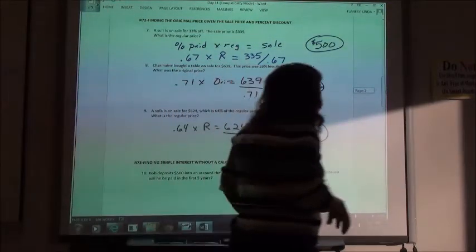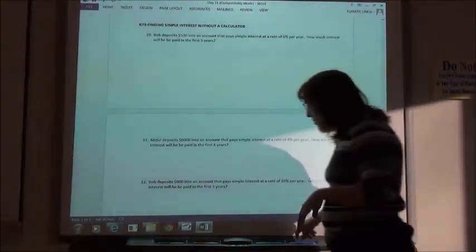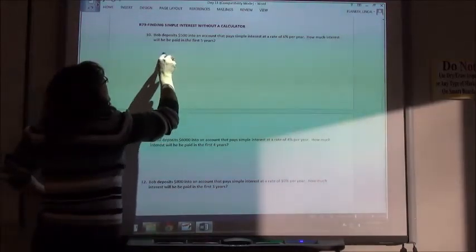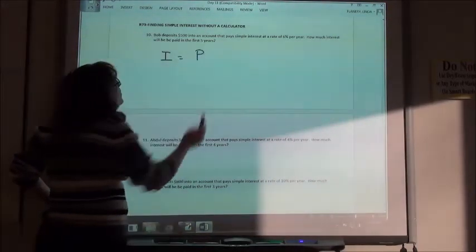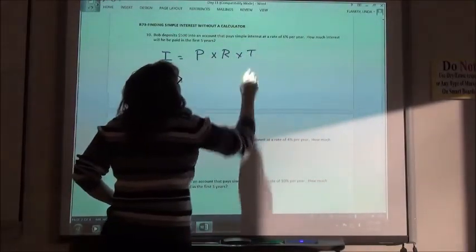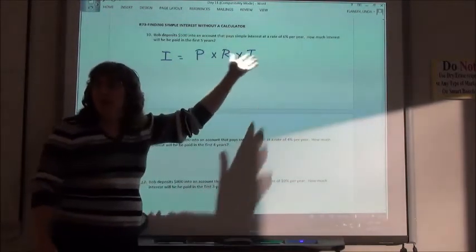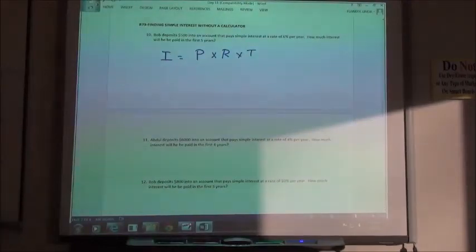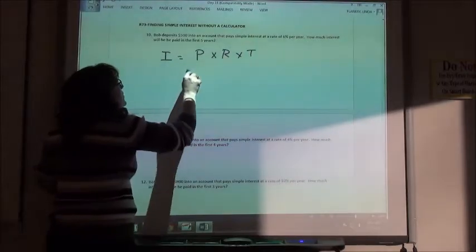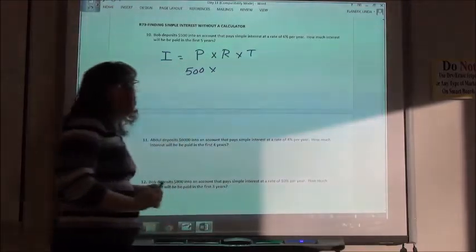10, 11, 12, again, finding simple interest without using your calculator, it says. I don't care if you use your calculator, but the formula for simple interest is that to get my interest, I'm taking the principal, the amount of money I invested, times my interest rate, times my time. In Alex, they'll do it in 2 steps and find the interest for 1 year, multiply it by the number of years. But since you're using a calculator, you might as well do it all at once. Bob deposited $500. That's my principal. Pays simple interest at 6% per year.